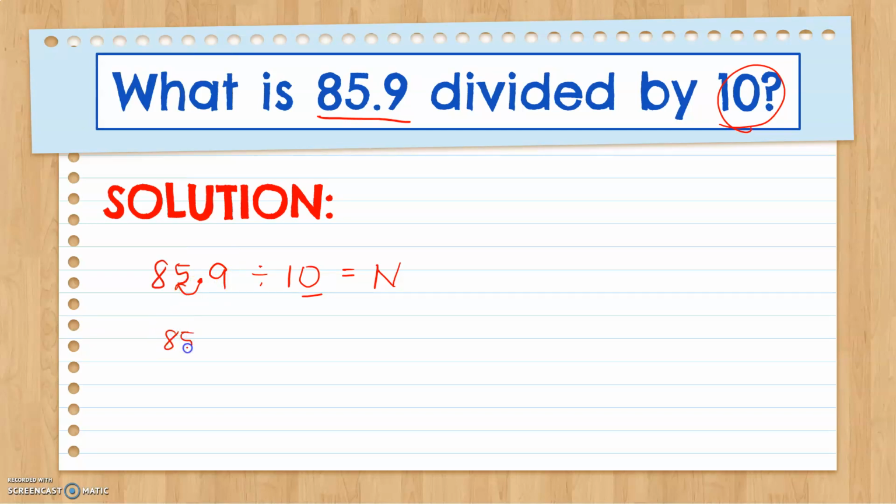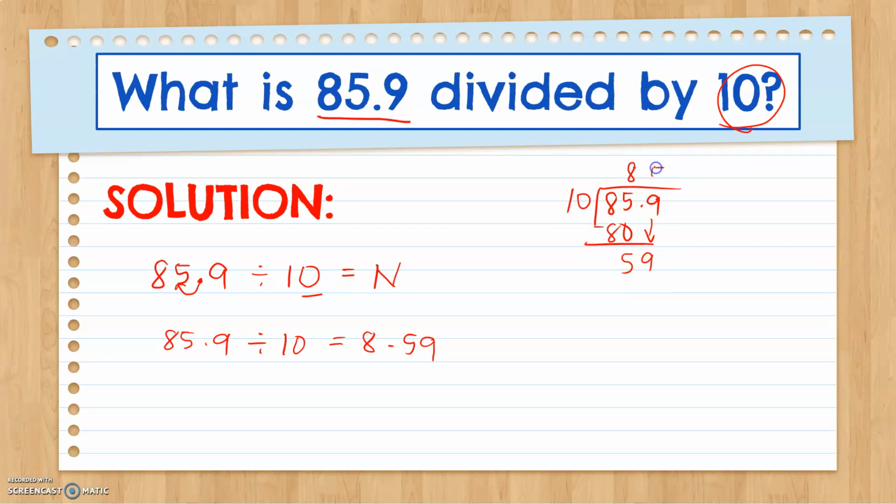Therefore, 85.9 divided by 10 will be equal to 8.59. Now, let's try to use the long method and see if we will get the same answer. So, we'll have here 85.9 divided by 10. 85 divided by 10 is 8. 8 times 10 is 80. Then 5 minus 0 is 5. 8 minus 8 is 0. We will bring down the next digit, which is 9.